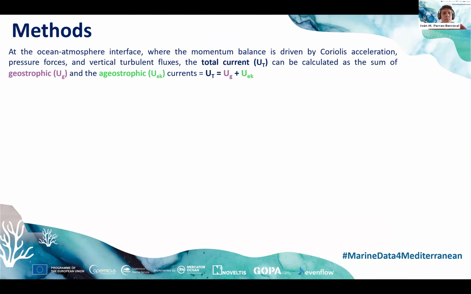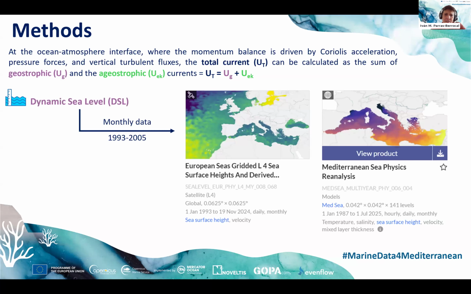Well, as you probably know, at the ocean atmosphere interface, where the momentum balance is driven by Coriolis acceleration, pressure gradient force, and vertical turbulent fluxes, the total surface current can be calculated as the sum of the geostrophic and ageostrophic terms. So to compute the geostrophic term, we use monthly output from the models for dynamic sea level, and we compare the model outputs with two products of Copernicus Marine.